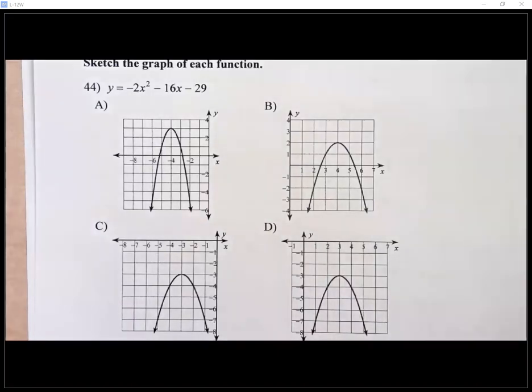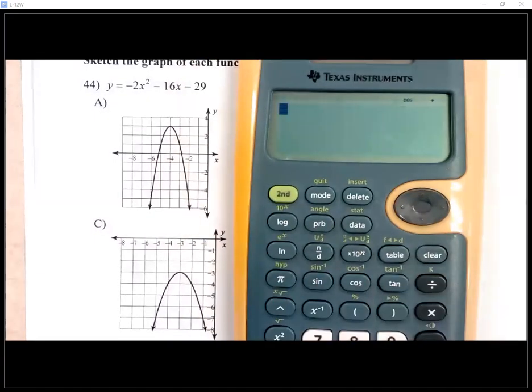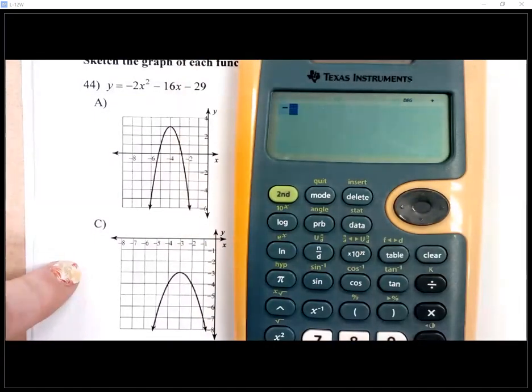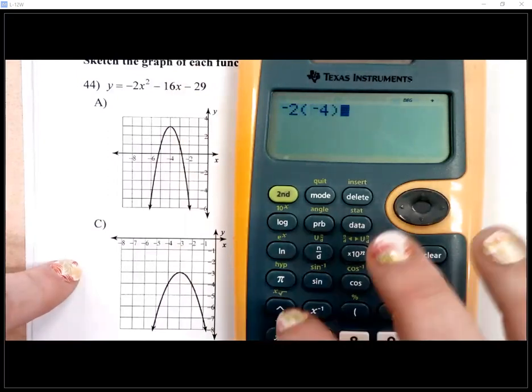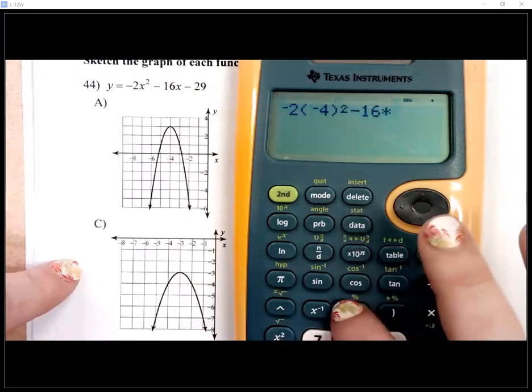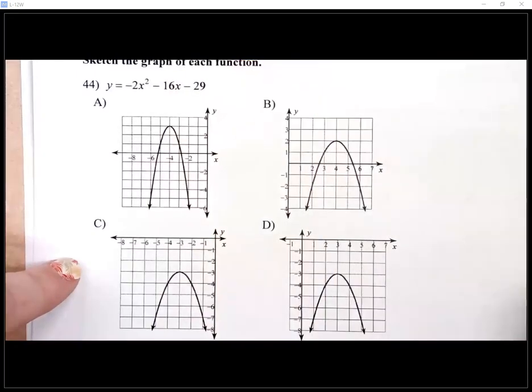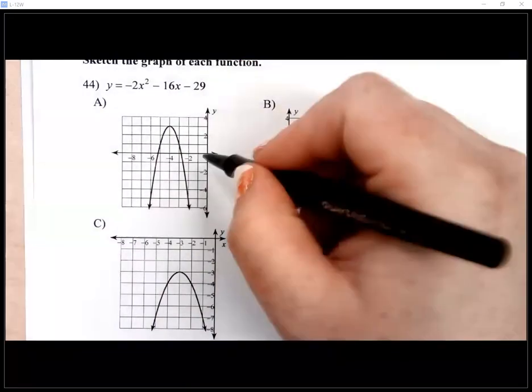So you are allowed a scientific calculator. I'll show you how to do it for real, but if I'm gonna plug in negative 4, it should be easy enough. Negative 2 times negative 4 squared minus 16 times negative 4, minus 29. All right, so it's giving me a positive 3. So I plugged in negative 4 and it gave me out a positive 3, just like this one did.